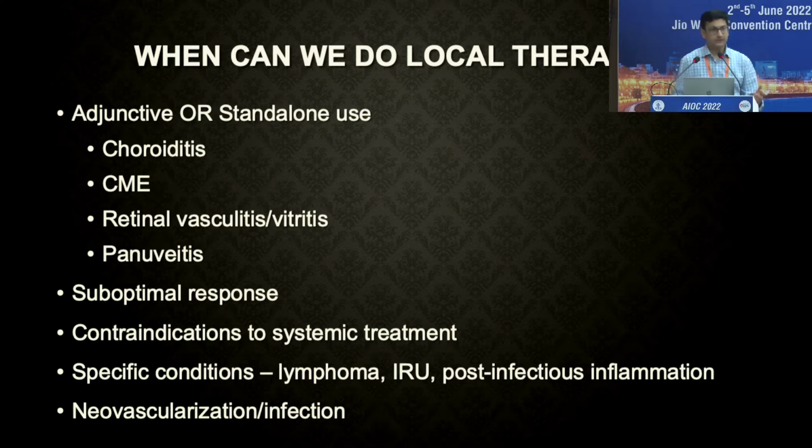And when can you do local therapies? And I'll show you some case examples. You can do local therapies in patients where you want to use local as an adjunct to your systemic treatment, and this could be for the treatment of choroiditis, cystoid macular edema, retinal vasculitis and panuveitis, or if there is a suboptimal response to systemic treatment, or if there are contraindications and certain specific conditions such as lymphoma, or if you have a patient with immune recovery uveitis where you can potentially use local or intravitreal therapies. Now, of course, neovascularization requires anti-VEGF, and certain infections like viral retinitis sometimes require adjunctive ganciclovir, but I will not be discussing those two aspects.